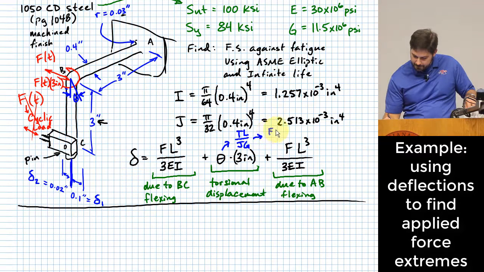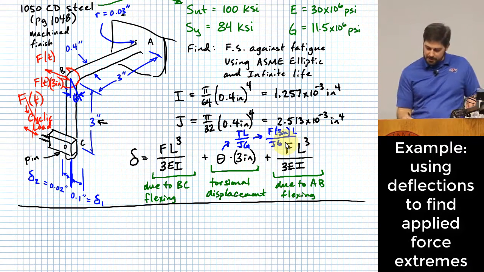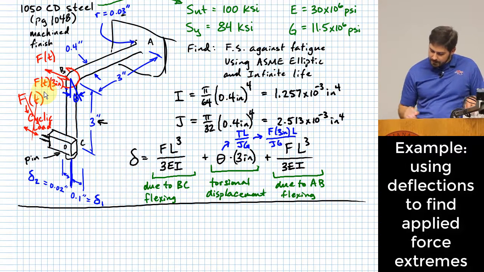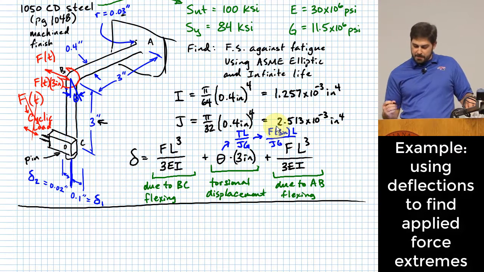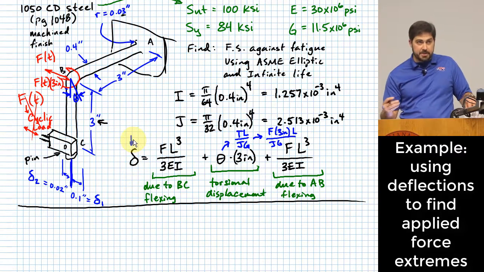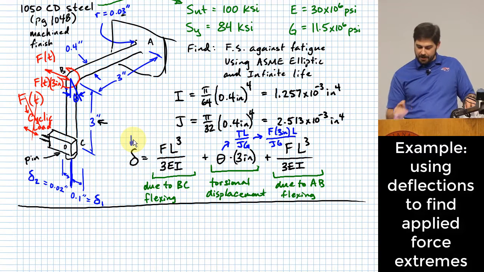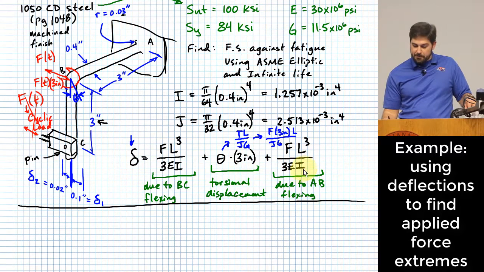Okay, F times 3 inches times L over JG, right? F times 3 inches is the torque that's being applied on there. We said that a second ago. So we actually can express all of this in terms of F. And since we know delta, and we know all the other terms except for F, we can now solve for F.